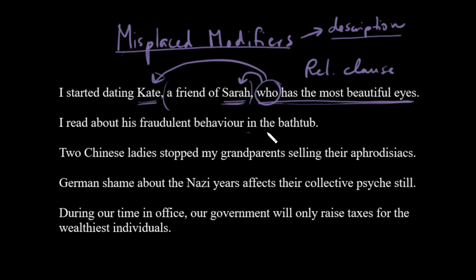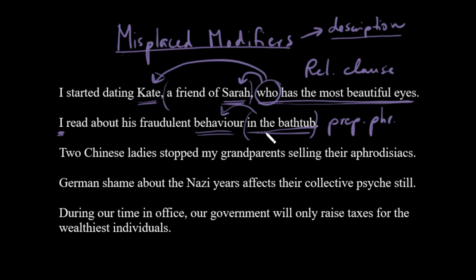The next one reads, "I read about his fraudulent behavior in the bathtub." In this case, we have a phrase here at the end, and this is a prepositional phrase. And the prepositional phrase is presumably describing I. So I was sitting in the bathtub reading a newspaper, I suppose, and then, you say, I read about his fraudulent behavior. The problem, of course, is that in the bathtub, this prepositional phrase seems to be describing the last thing, which is the behavior. So is this behavior in the bathtub? Is that what's fraudulent? Doesn't quite make sense, does it?